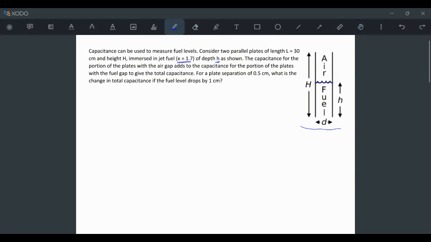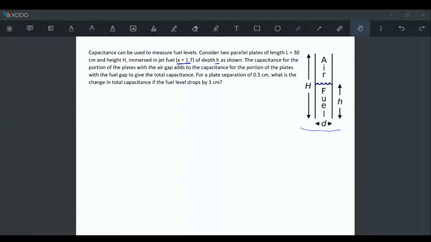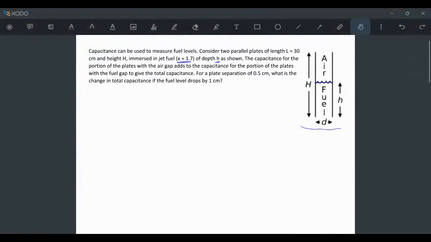And we're told that the dielectric constant of jet fuel is 1.7. It's not mentioned, but we always assume that the dielectric constant of air is 1. So we're told that the capacitance for the portion of the plates with the air gap adds to the capacitance for the portion of the plates with the fuel gap, and that gives the total capacitance. And all that's really saying is that you can treat these like capacitors in parallel, and when you have capacitors in parallel, you can just directly add the capacitance from each.